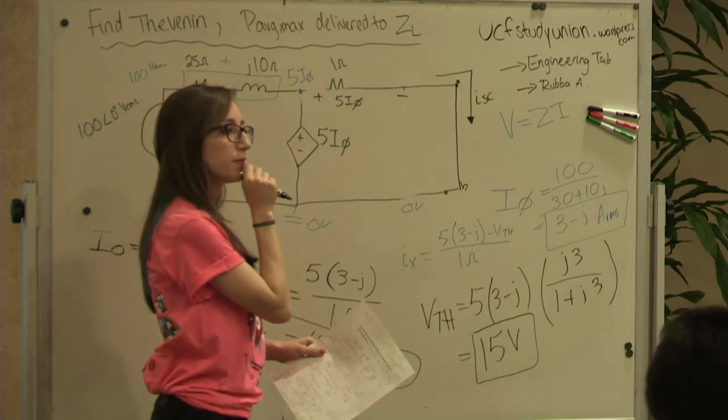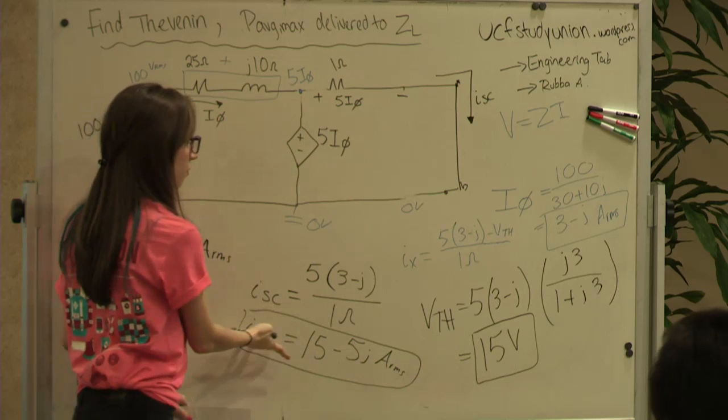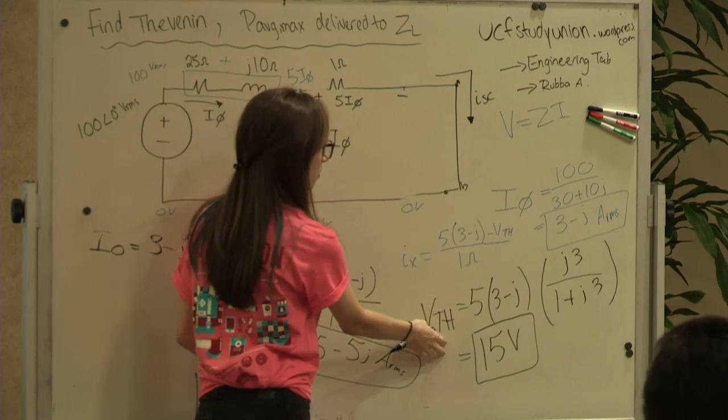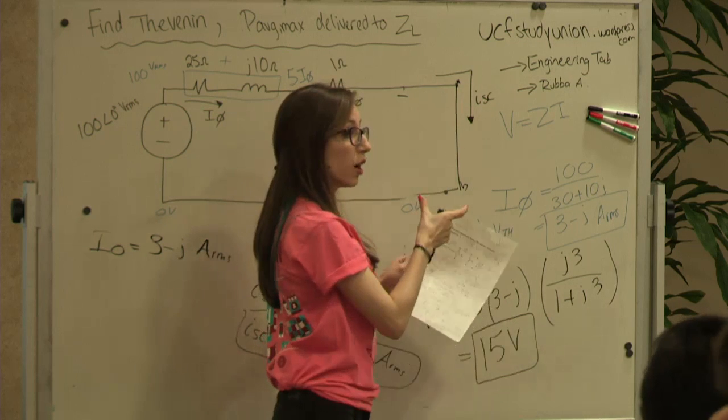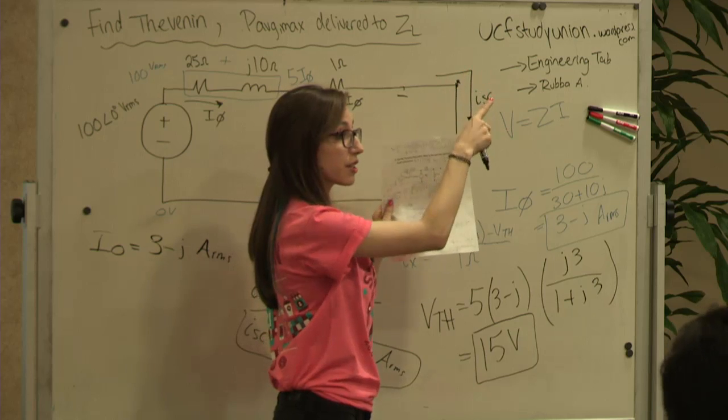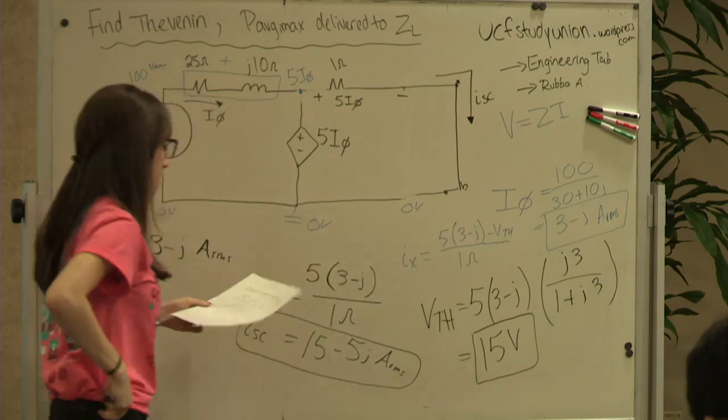So what was that shortcut there that gave us the V Thevenin, when we found that I sub x? Because there were two unknowns with the I sub x. Oh, voltage division. So that voltage had two resistors in series, so it's split up.